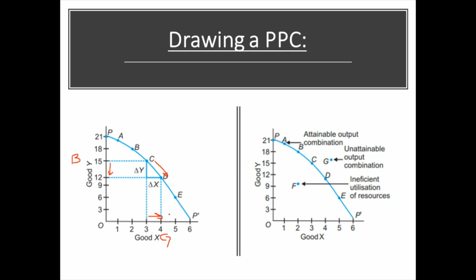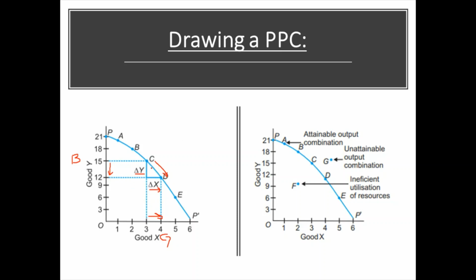Right? So there is change happening. This part, this going down of Y, is the change in Y that we are seeing, and this going forward of X is the change in good X, or your change in guns, and this is your change in butter. So this is how we look at a production possibility curve.